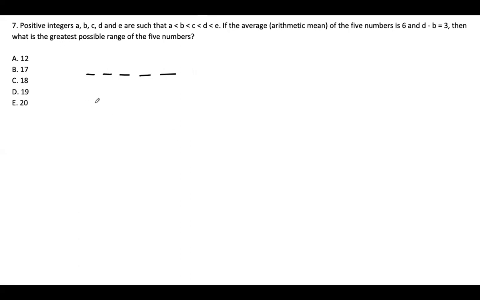Positive integers a, b, c, d, and e are such that a is less than b, is less than c, is less than d, is less than e. So they are arranged in ascending order, and positive. If the average of the 5 numbers is 6, that means the sum is 30. D minus b is 3. A, B, C, D. So there's a difference of 3, right?